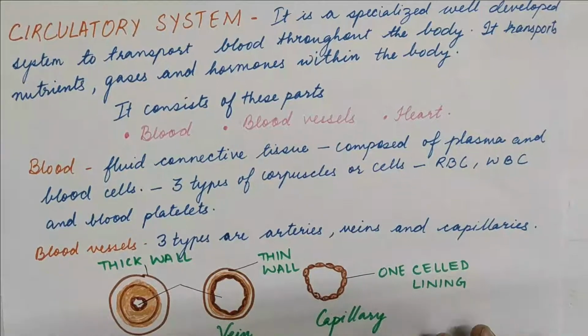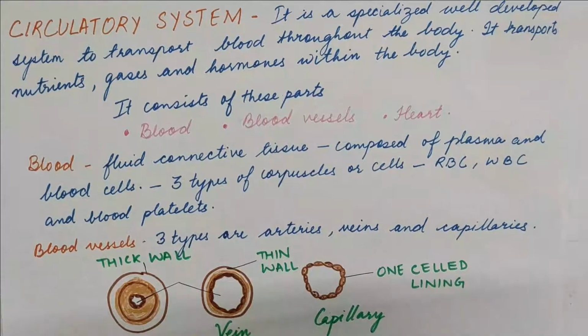Now you have read in class 6 that blood is a fluid connective tissue, and it is running around in your body transporting various essential substances like oxygen and nutrients to all the parts of the body. And the blood is mostly composed of the plasma and the blood cells.